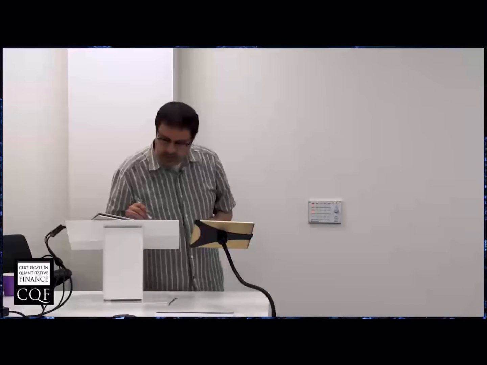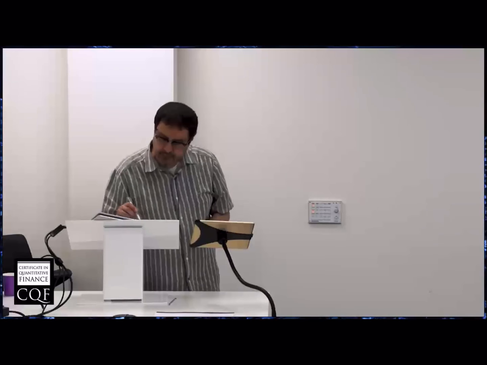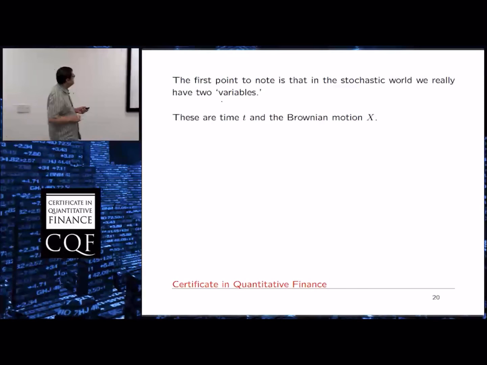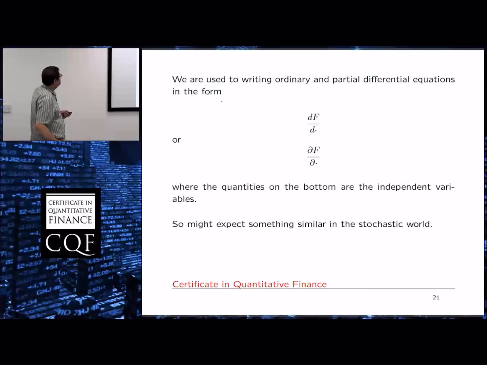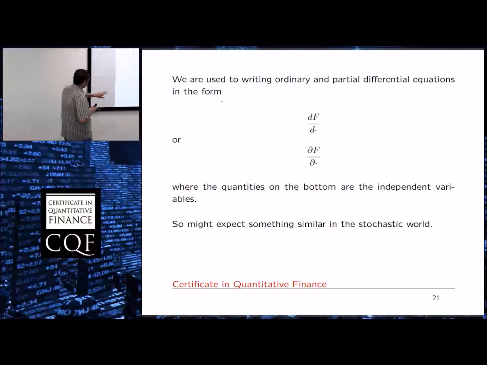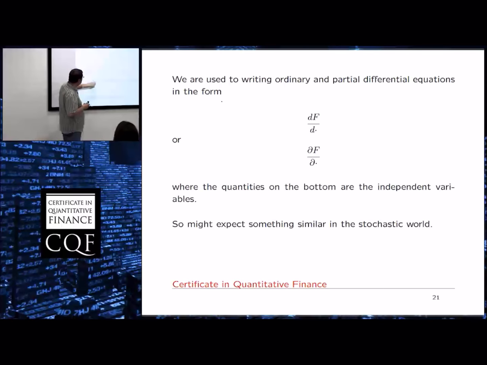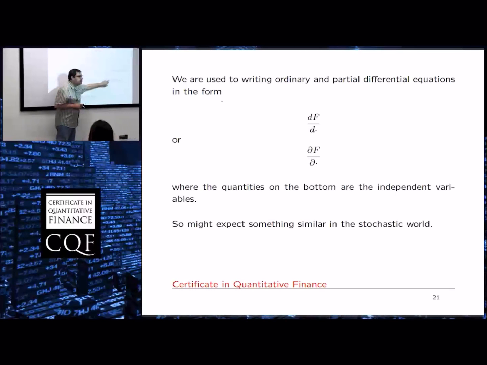So let's go back to the notes and see what Paul proposes. Now, what Paul is really doing is saying exactly what we've been talking about. So here's that line. So might we expect something similar in the stochastic world? Well, we said already no. That's not going to work.